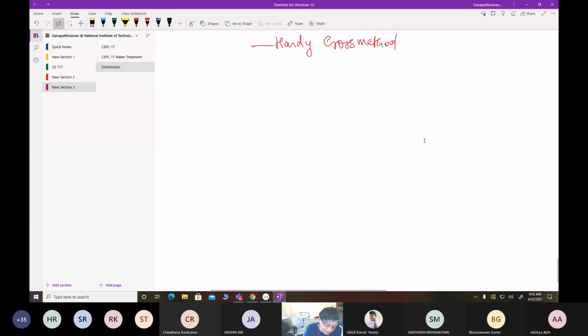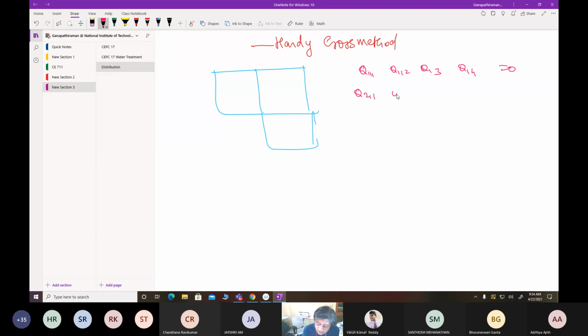Suppose I have a network like this. I know what is the flow in each of the loops. The flow in each of the loops is Q11, Q12, Q13, Q14 equal to 0. Similarly, Q21, Q22, Q23, Q24 equal to 0. And then Q31, Q32, Q33, Q34 equal to 0. Boys, this you don't find in any other textbook.